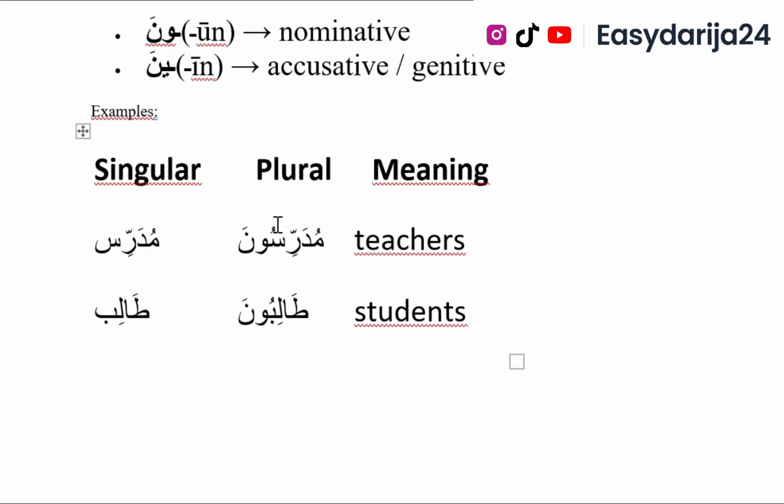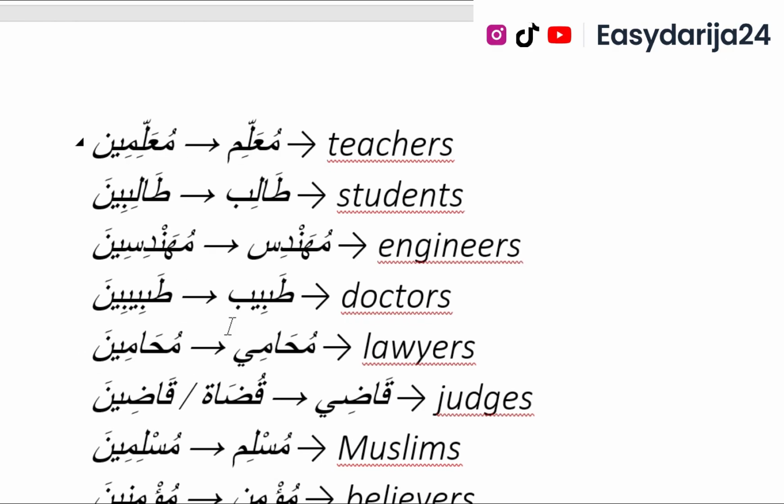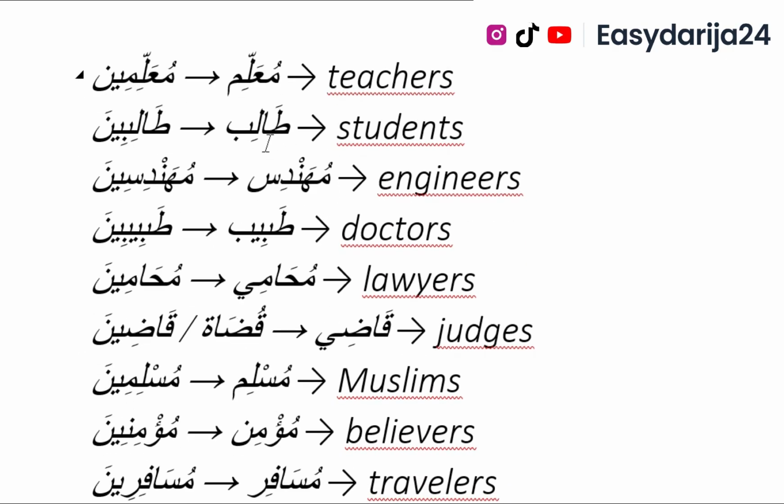So here مدرس, the seen got a dhamma. Why? Because dhamma goes with waw. Dhamma is a short vowel and waw is the long vowel, they go together. مدرس, and you make it longer, so waw and na, مدرسون. طالب, طالبون. More examples.